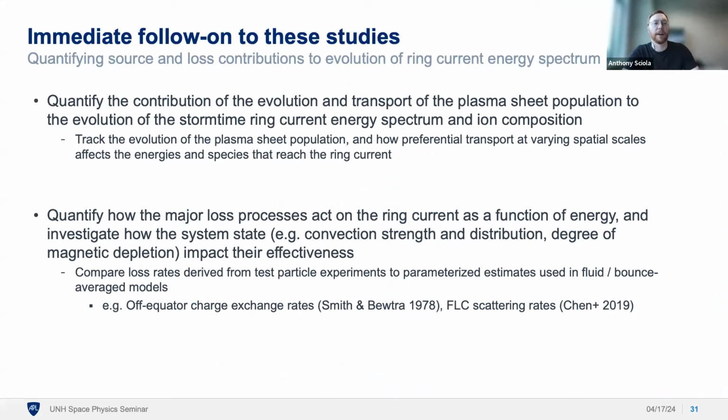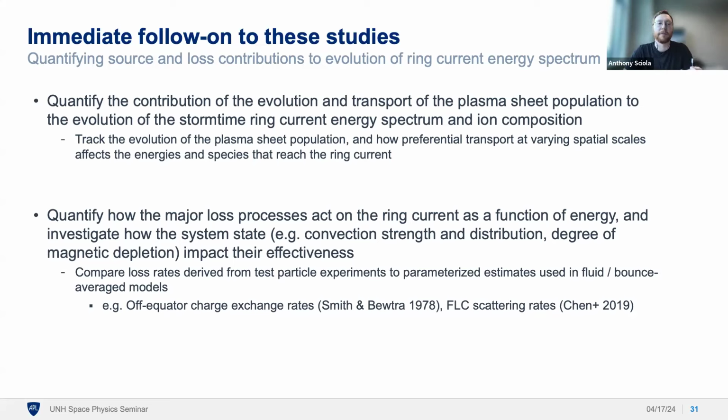And they're both in the spirit of trying to quantify the source and loss contributions to the evolution of the ring current energy spectrum. On the sources side, we plan to quantify the contribution of the evolution and transport of the plasma sheet population to the evolution of the storm time ring current energy spectrum and ion composition, and more specifically, track the evolution of that plasma sheet population over time and how preferential transport between global scale flows versus mesoscale flows affects the energies and species that are able to reach the ring current.